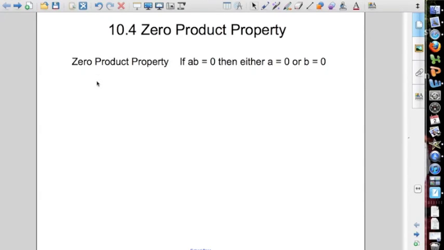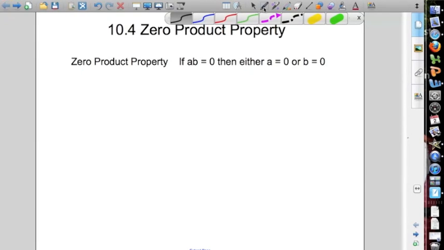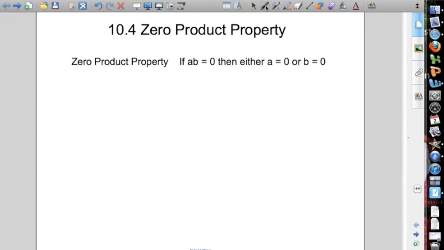Talk about the zero product property. And as we talk about the zero product property, it's important to understand exactly what that says. What the zero product property says is that if you have a product of two numbers, so A times B, and that product equals zero, then either the A has to equal zero or the B has to equal zero, one or the other.